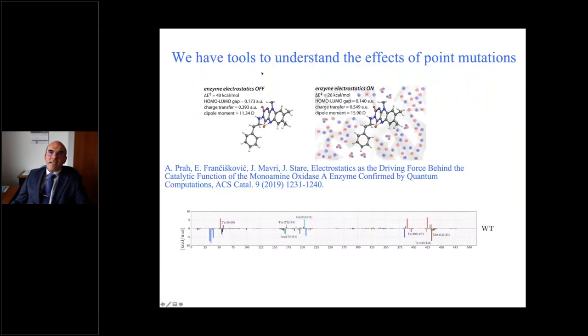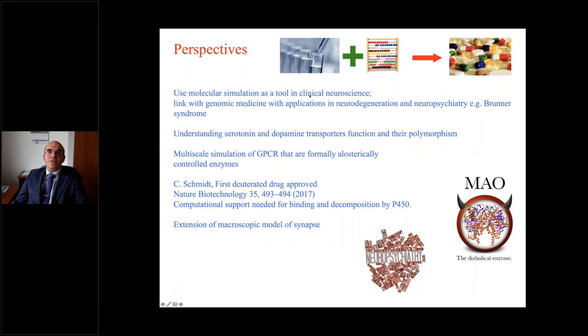So we have tools to understand the effect of point mutations in monoamine oxidases. So we are able to say which residues are contributing to catalysis. And with this machinery, we are planning to proceed. So we have tools to proceed with clinical neuroscience. You know, genomic medicine is these days producing enormous amounts of data. And there are also applications in neuropsychiatry, like Brunner syndrome. This is the Dutch study.